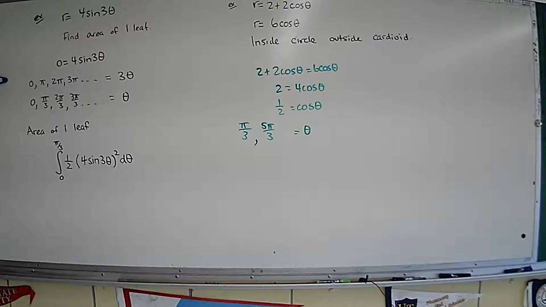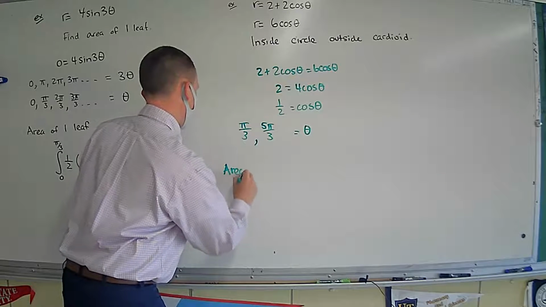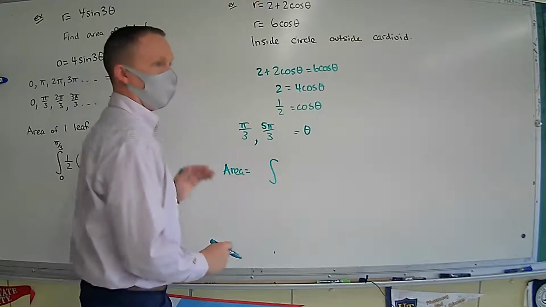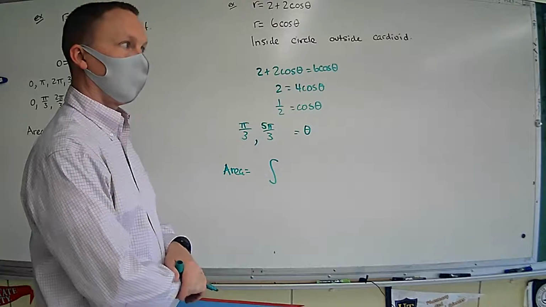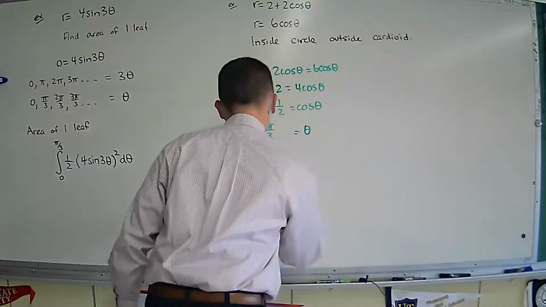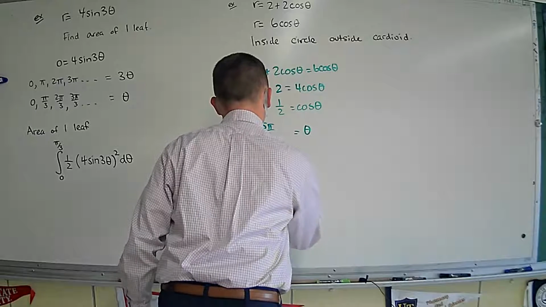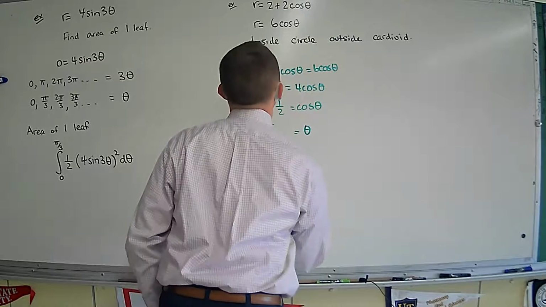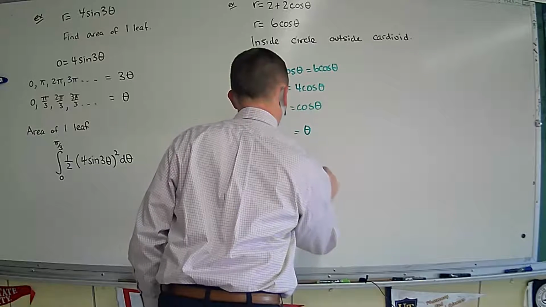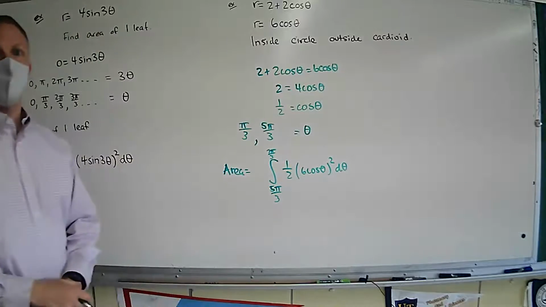All right, so let's write it. Or let's write it in 2 and then see if we can combine it to 1. So the area of the big circle is going to be from 5 pi/3 to 7 pi/3 of 1/2 (6 cosine theta) squared d theta. That's going to be the area of the big wedge.